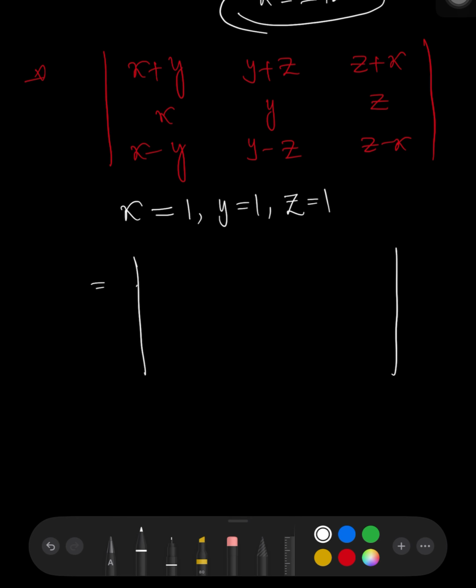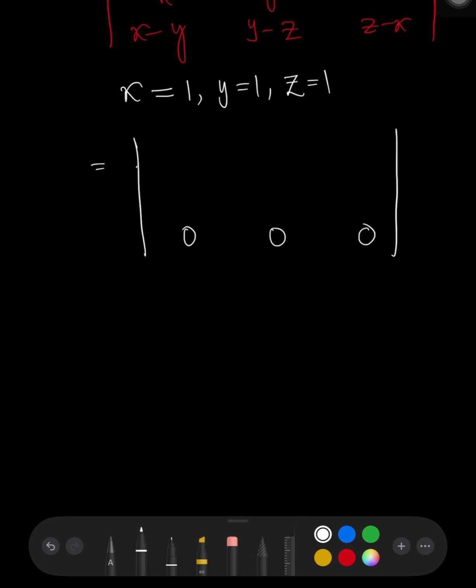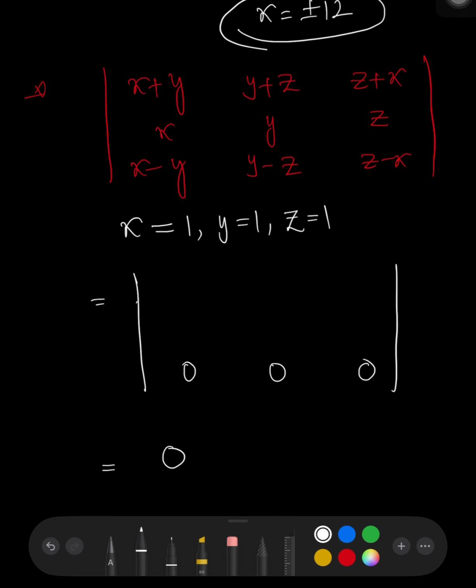So that in this determinant, the third row, all the elements will become 0. According to the property of determinants, if a row or a column has all zeros, the determinant value is 0. So the answer for this determinant is equal to 0.